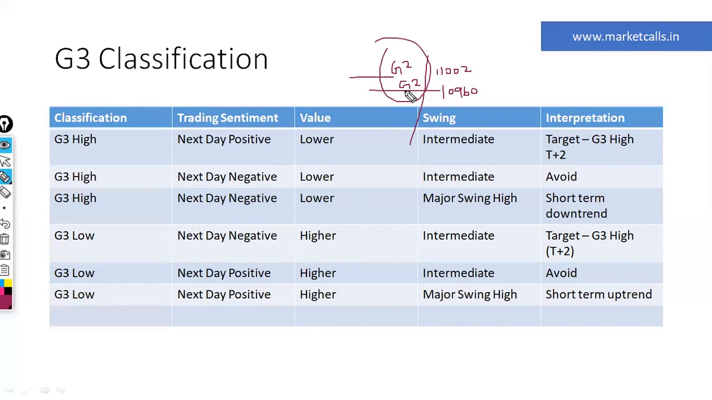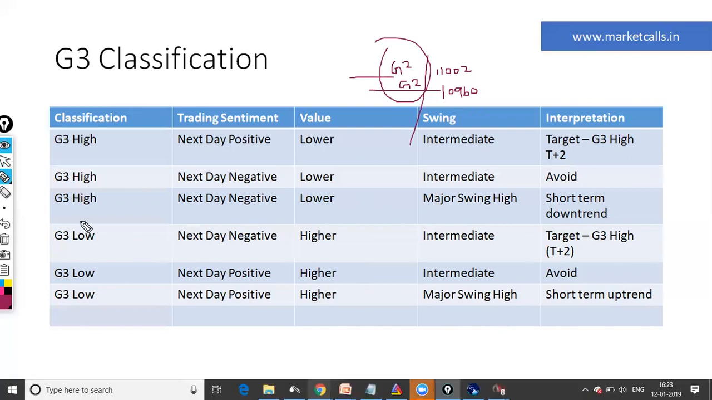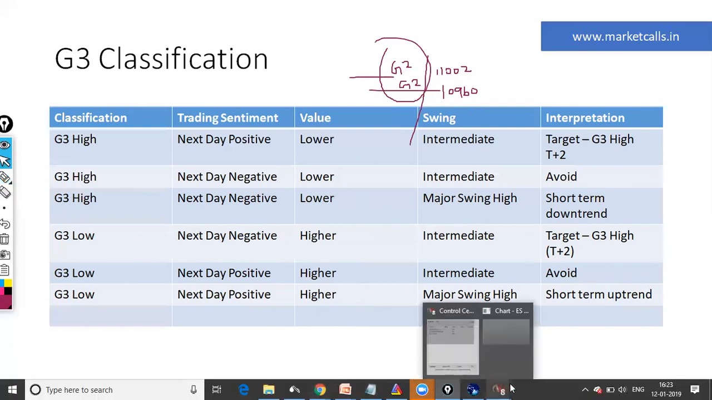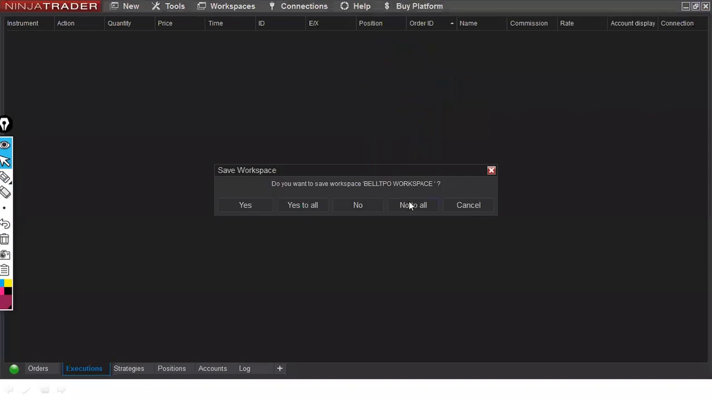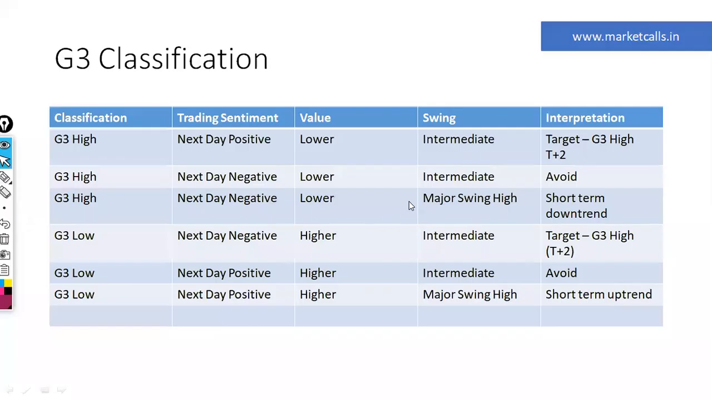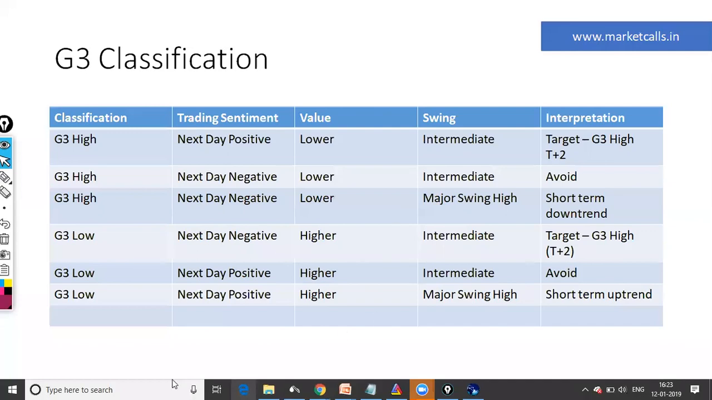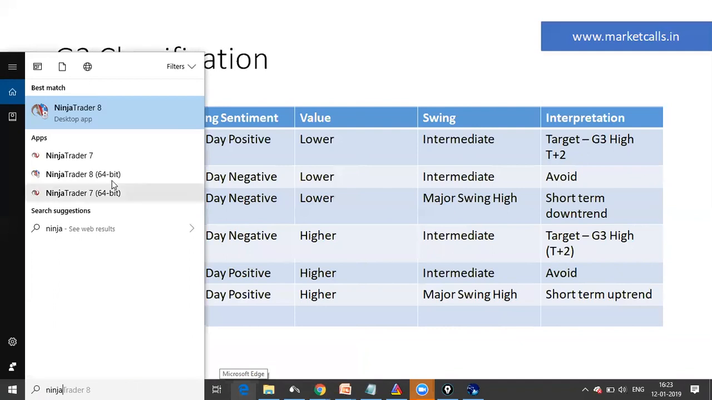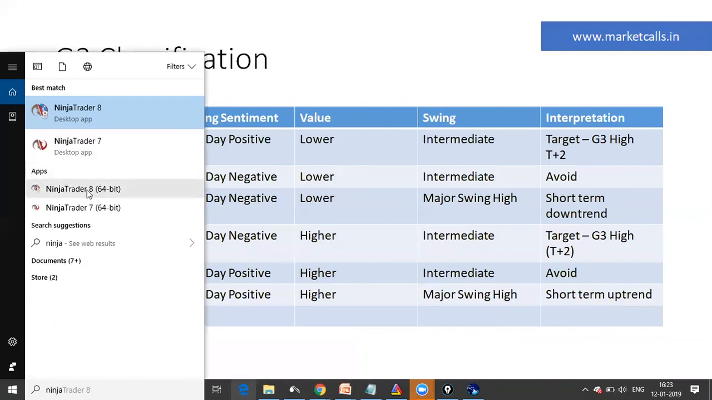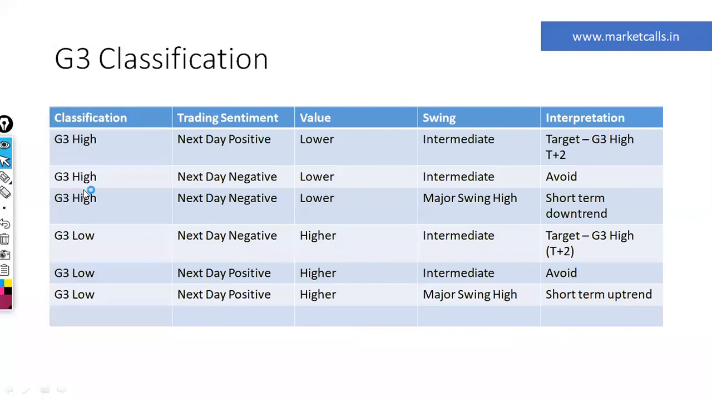Maybe I'll show you the back-to-back G2 also. So all I have to do is close Ninja and reopen. Maybe previously we haven't talked about it because you people were not aware of the consequences of G2, G3. But now it's the right time to talk about it, I guess. I don't want to put everything in the first shot itself.